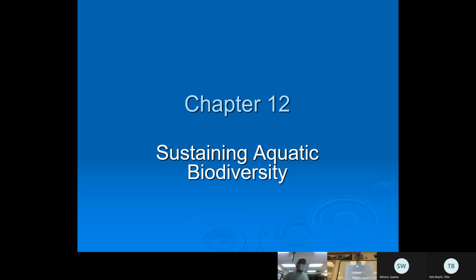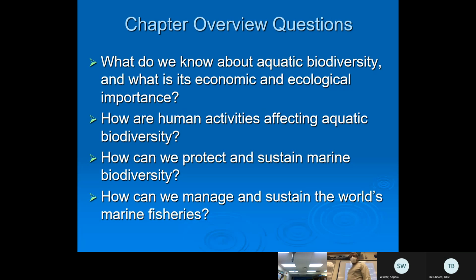Okay. So when we're talking about sustaining aquatic biodiversity, here's some big ideas, some overview questions to think about. Basically, aquatic includes both the ocean and freshwater, right? Both marine ecosystems and freshwater ecosystems. So we want to consider the ocean issues, and then the freshwater issues, and then we subdivide those into lentic and lotic. Do you remember lentic and lotic?